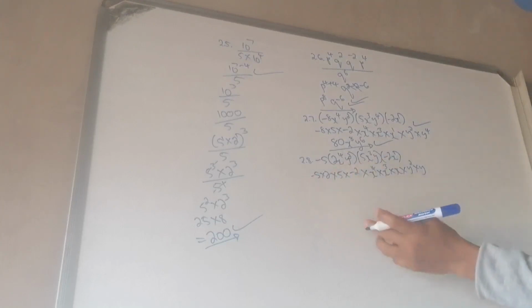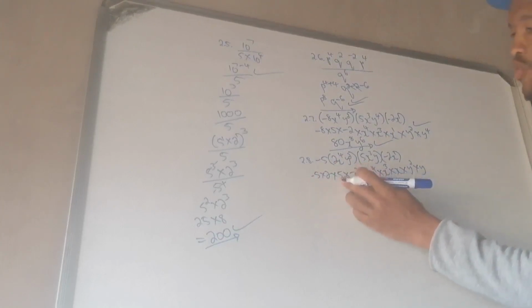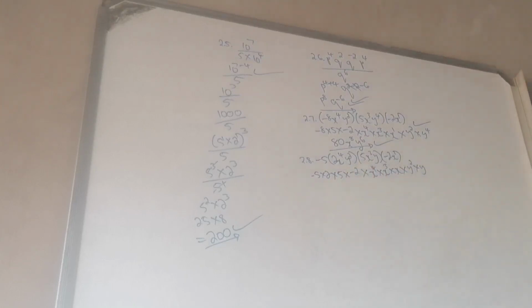Negative times negative is a positive. 5 times 5 is 25. 25 times 4 is 100.